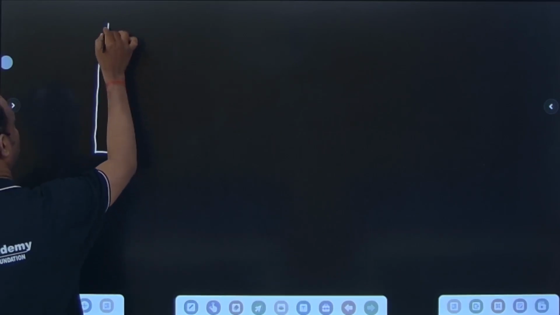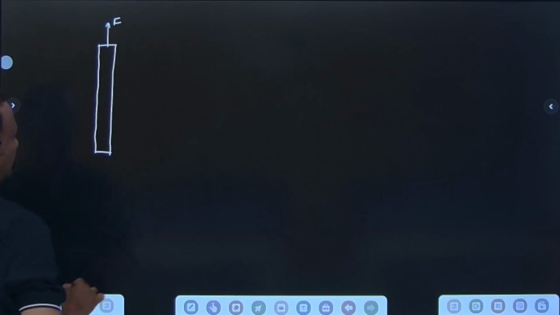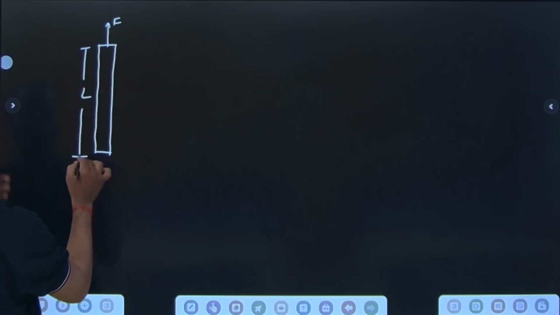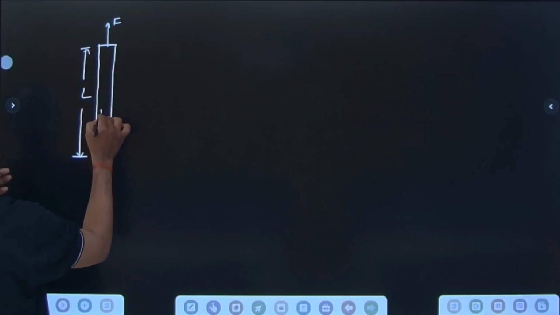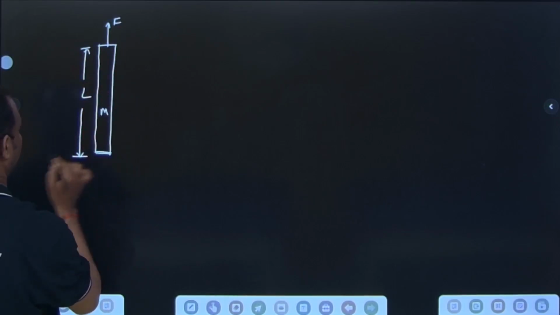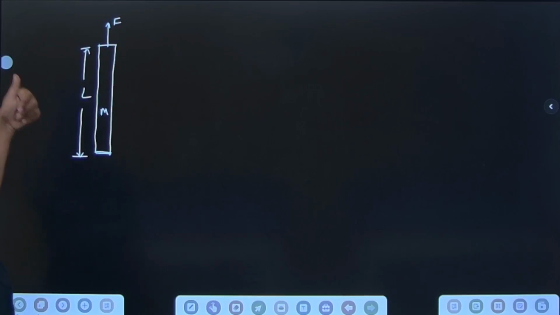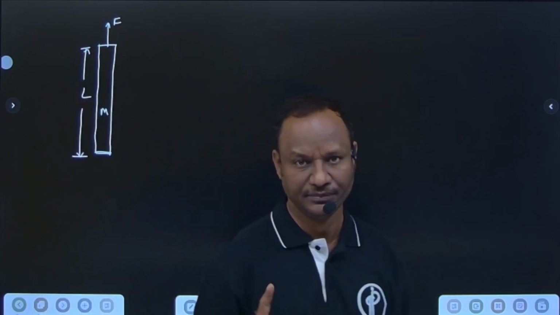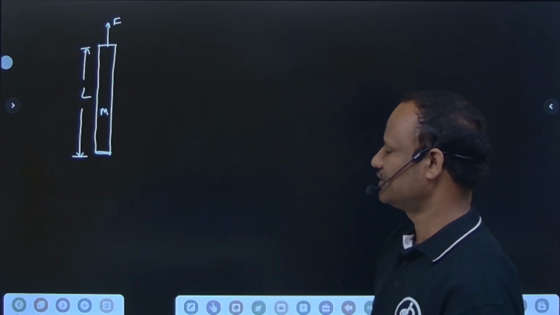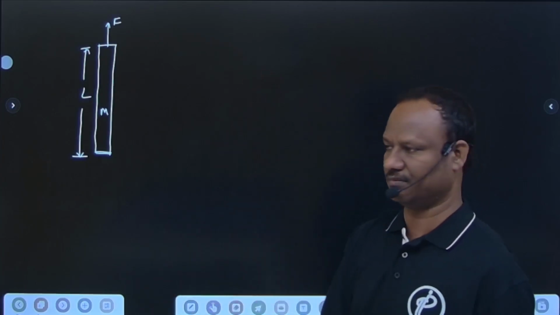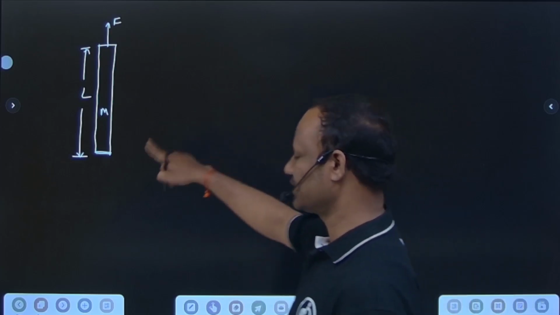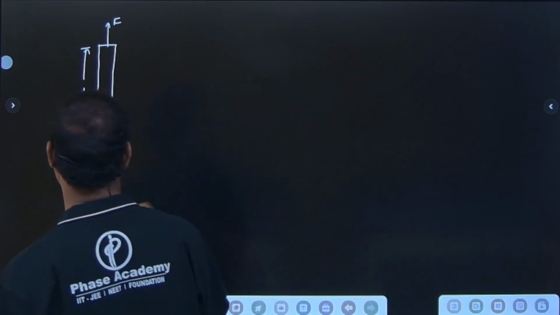A force F is applied. Its length is L, and its mass is capital M. It is moving upward. So what forces will be acting on this? Gravitational force is acting in the vertical direction. Moving upward means the acceleration due to gravity is acting downwards.